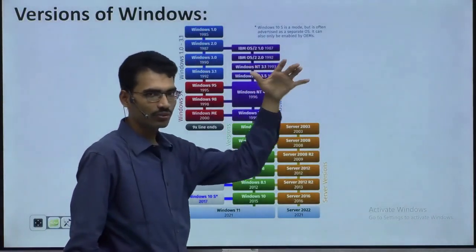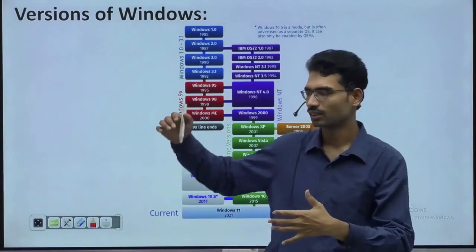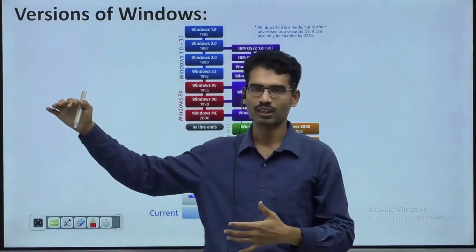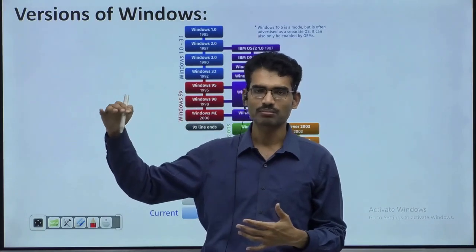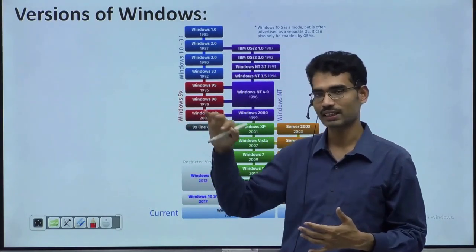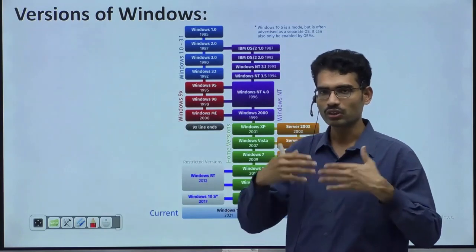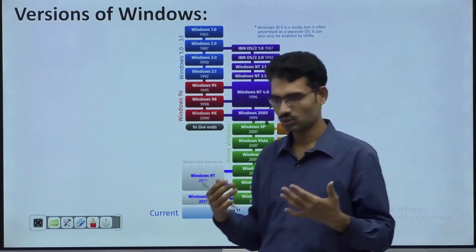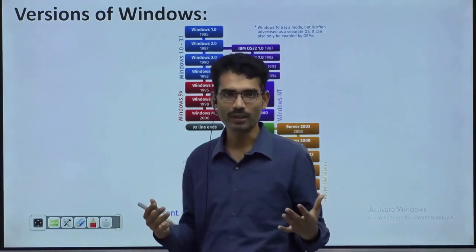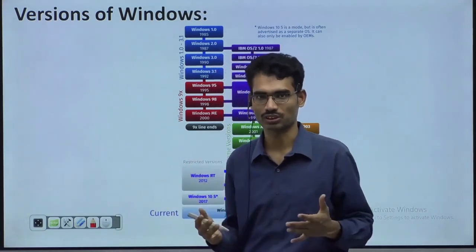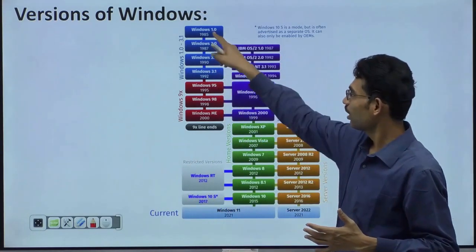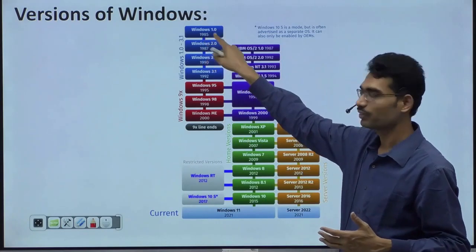These are various versions. We have seen operating systems: Unix in 1969, then Mac OS came, Windows came, Linux came. Often they used to improve the performance, and if there was any bug or error, they used to correct it and release a newer version.